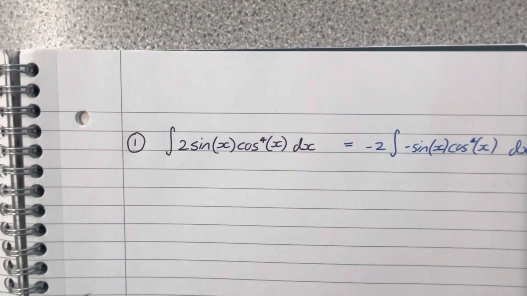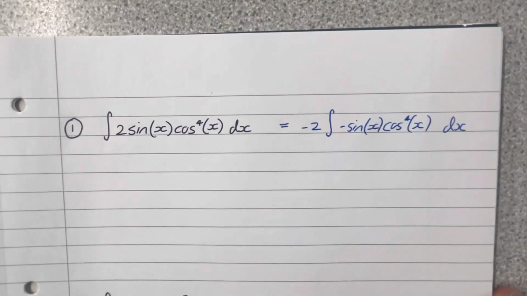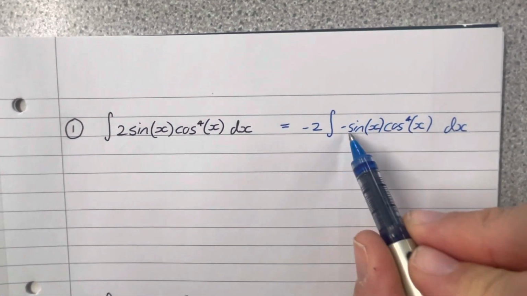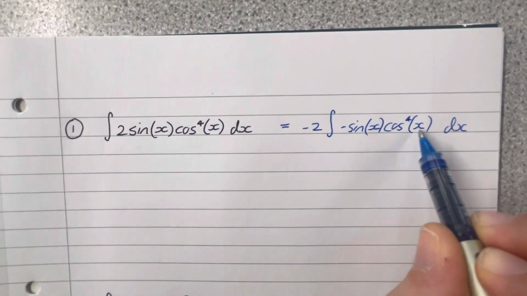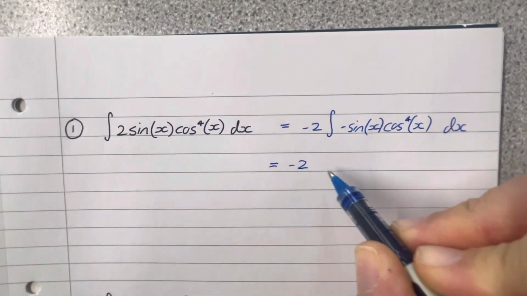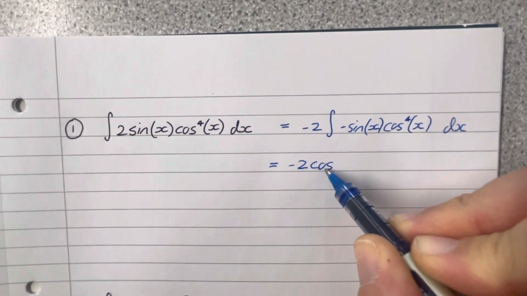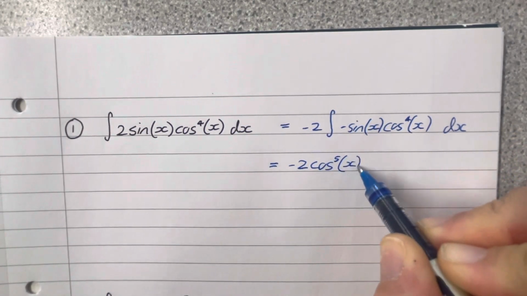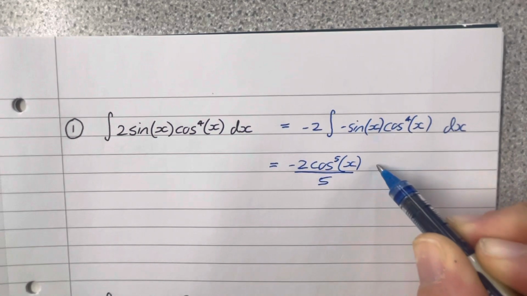And now it is of the form that I want, case number 1, where I've got f primed of x times f of x to the power 4 in this case. So that is going to be minus 2 times the cosine to the 5 of x, all divided by 5, plus c.